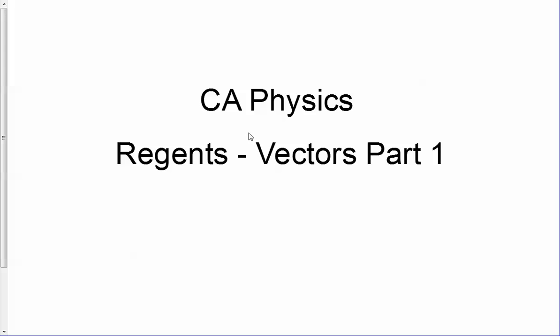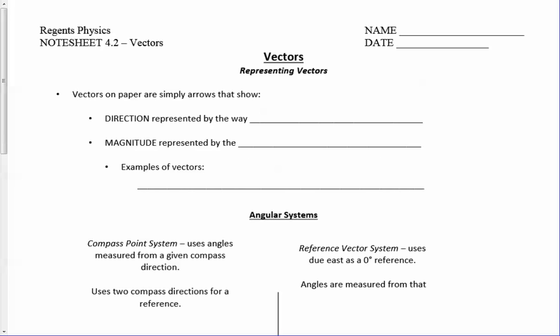Okay, so today's lesson is going to be on vectors and specifically getting into vector addition. So first of all, let's go back over what a vector is. A vector on paper is simply arrows that show both the direction and magnitude. Now the direction is represented by the way the arrow points, and the magnitude is represented by the length of the arrow.